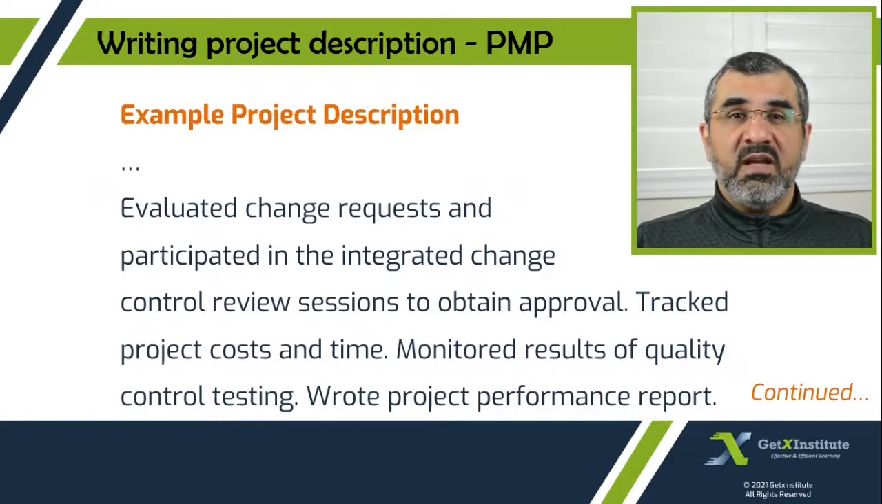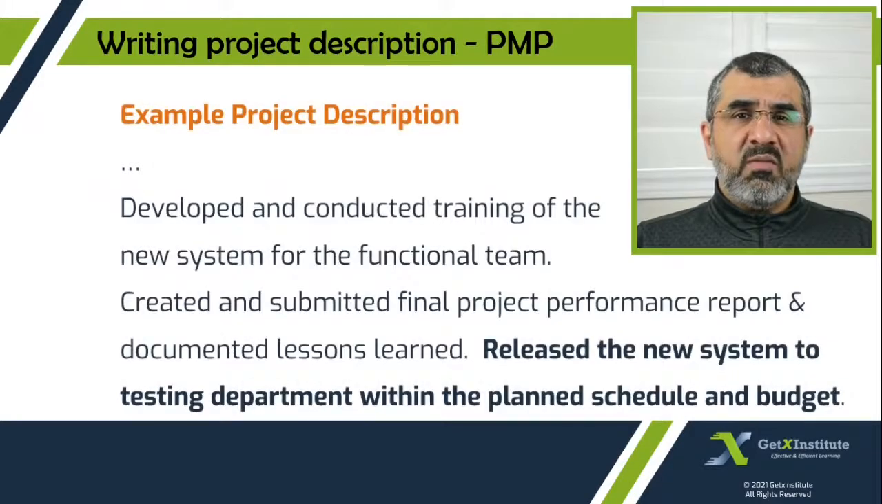Tracked project costs and time, monitored results of quality control testing, wrote project performance report, developed and conducted training of the new system for the functional team, created and submitted final project performance report, and documented lessons learned. Released the new system to testing department within the planned schedule and budget. This last statement is the project outcome.